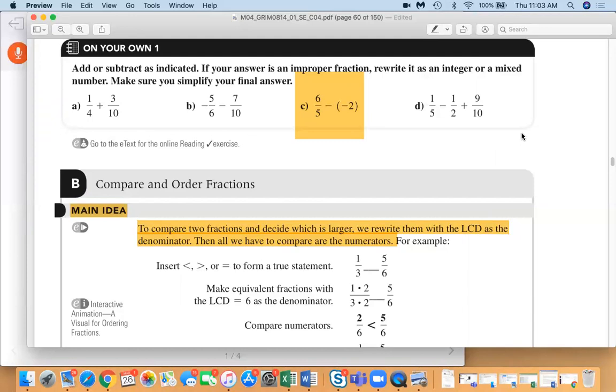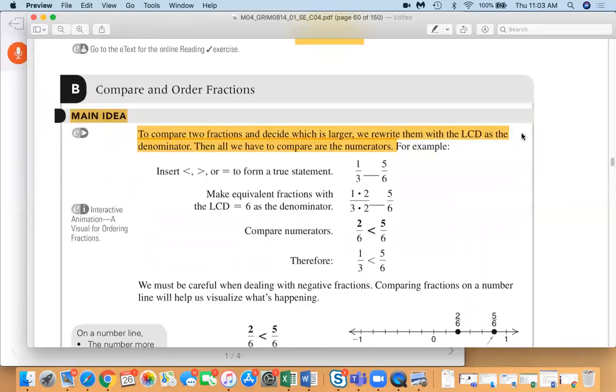So that covers how to add or subtract fractions with different denominators. Again, I'm going to upload the video of this recording, so hopefully if you guys have any questions, you can go back through it. You can email me, let me know. We're going to talk now about how to compare and order fractions.